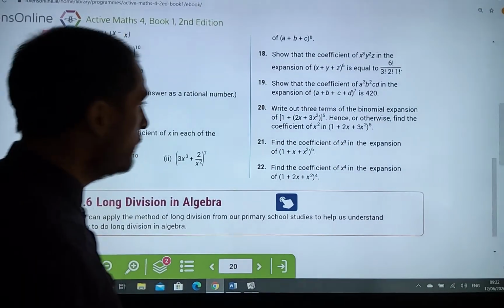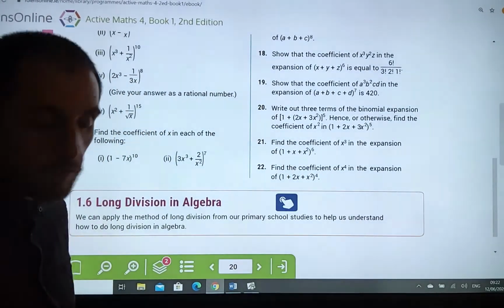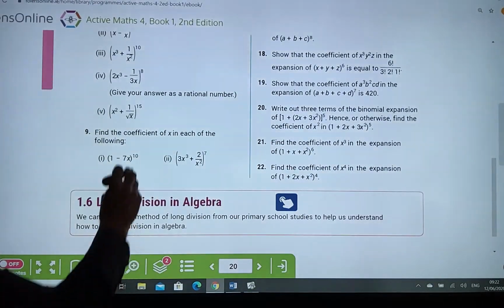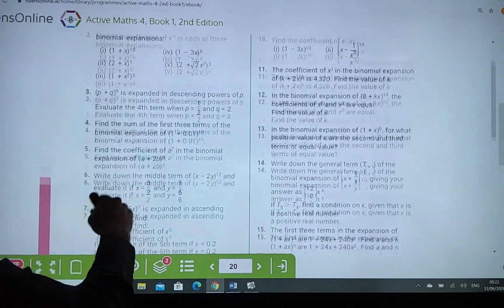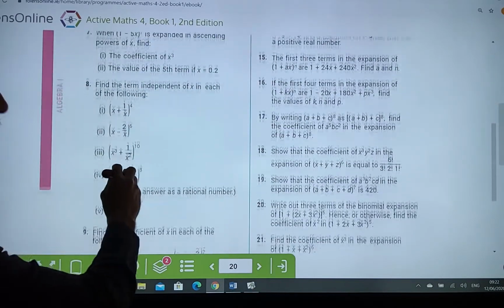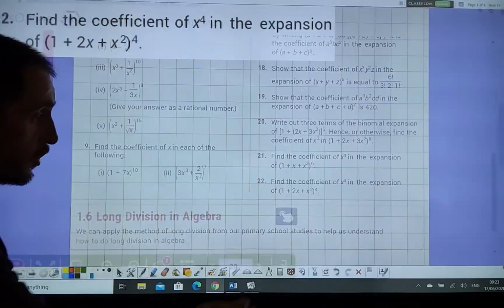Hi guys, I'm just going to do a quick question here. I've got a request for 22. It was 1.6 on the Active Maths book 4. So I'm going to do it out. It's to do with the binomial expansion.